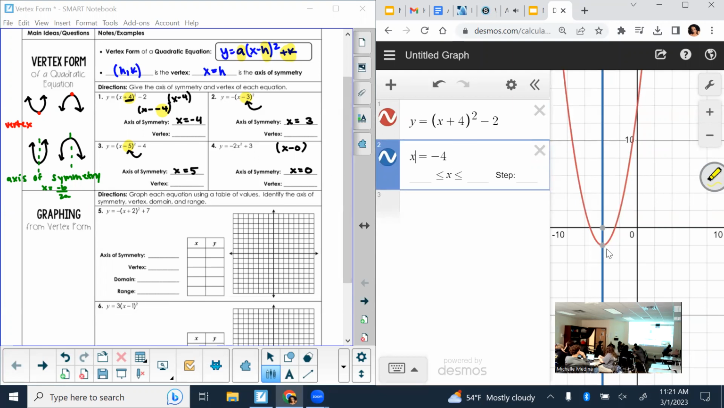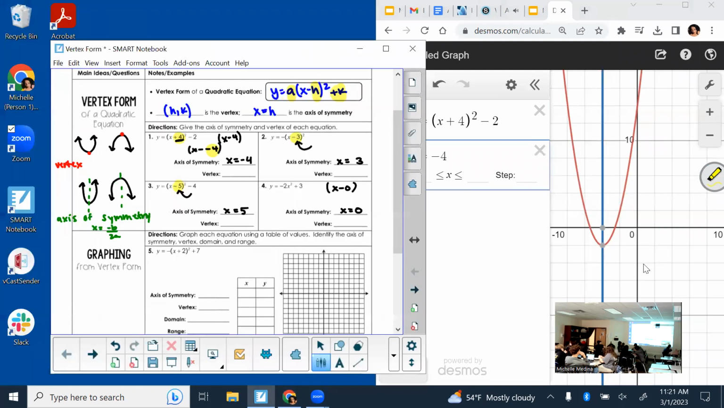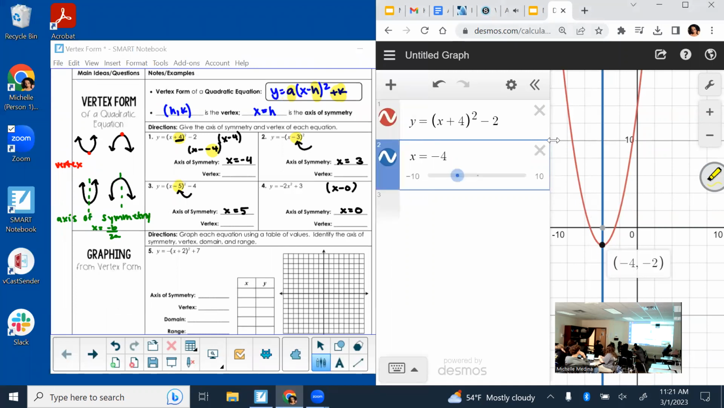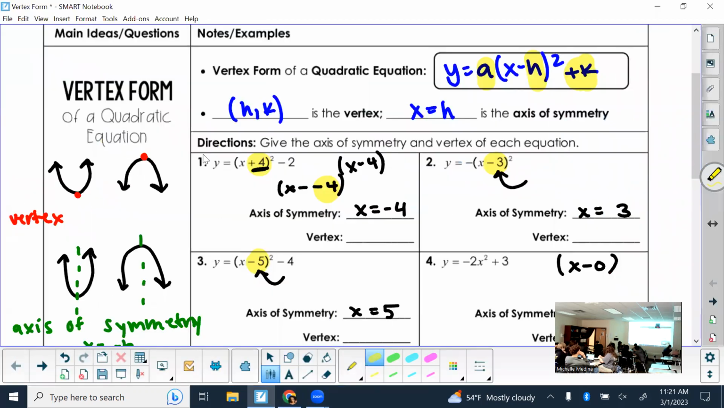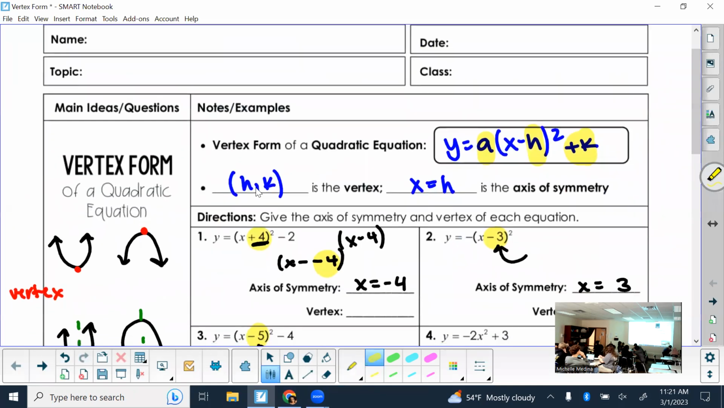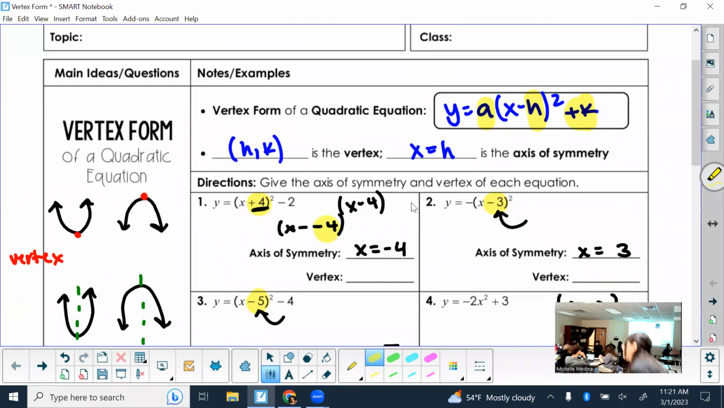Okay, now the next part is the vertex, which you could graph and hover over the turning point of the U shape. Or you don't even need to graph it because you know vertex form, or at least you will after this lesson. So for the vertex, we're saying HK is the vertex. So we already know what H is in number 1. What was my H? Table 1, what was my H in number 1?